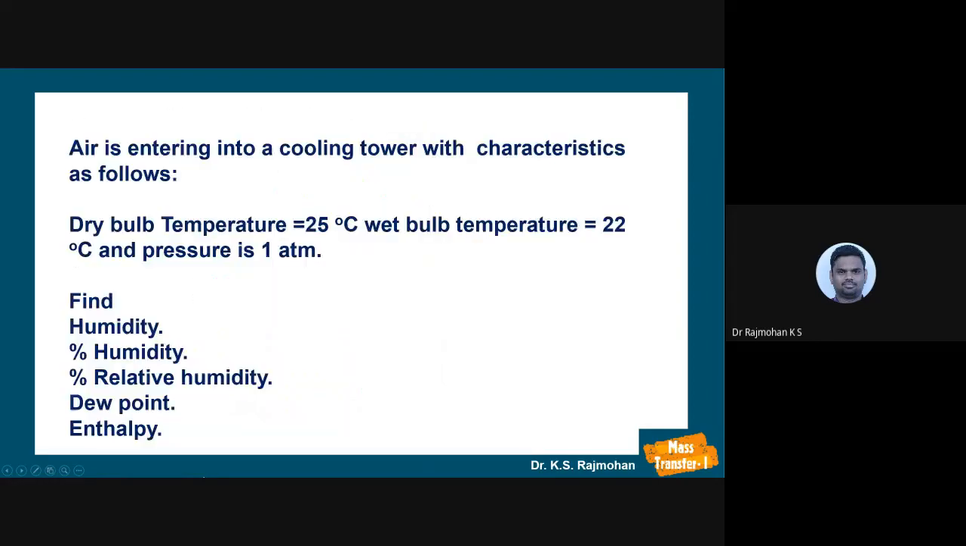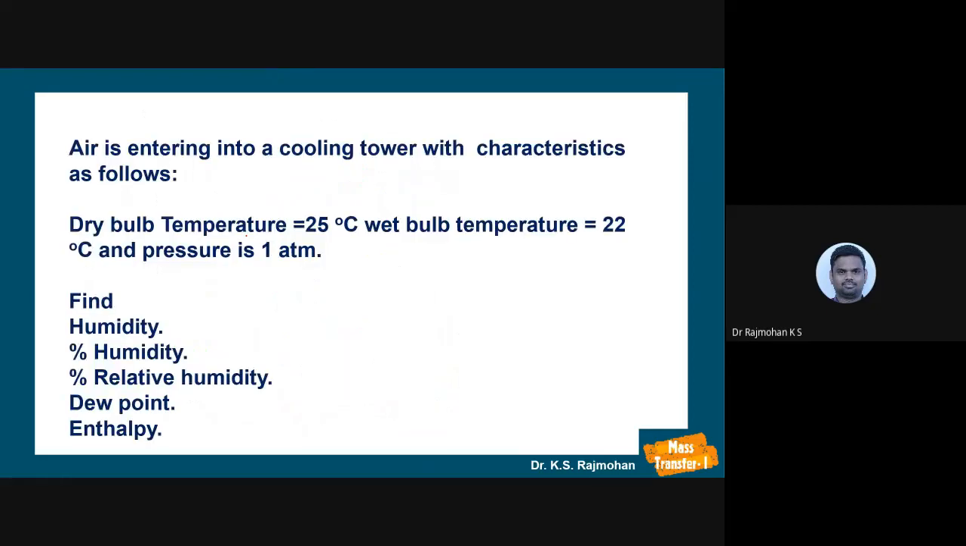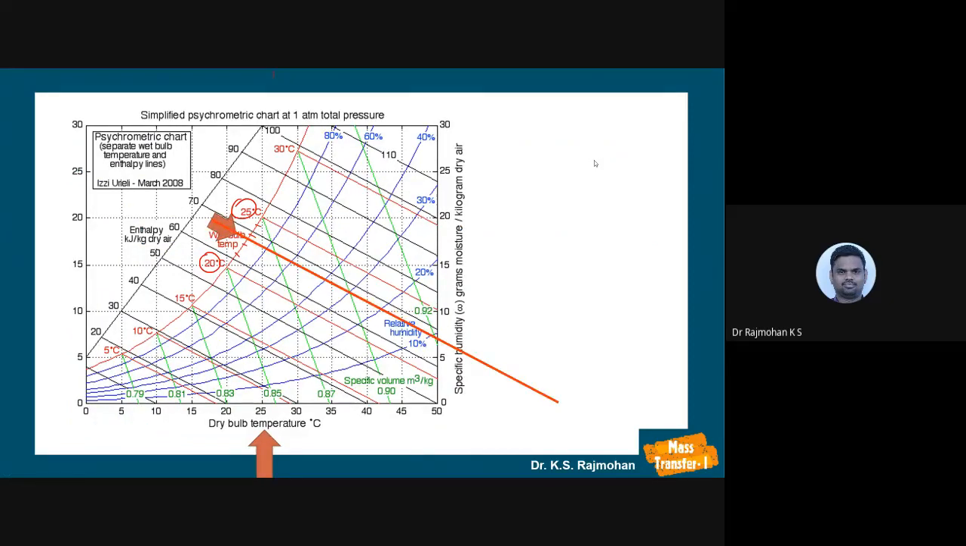So again we can look, the temperatures are very low: dry bulb temperature 25 degrees Celsius and wet bulb temperature 22 degrees Celsius. Here we have 20 and 25. If you divide them into 5 equal parts, 4 lines should come: 21, 22, 23, 24, 25. It is given wet bulb temperature is 22 degrees Celsius, so we can mark the 22 degree line corresponding to the wet bulb temperature. The 25 line is already there as a dotted line, so I didn't draw a line separately.